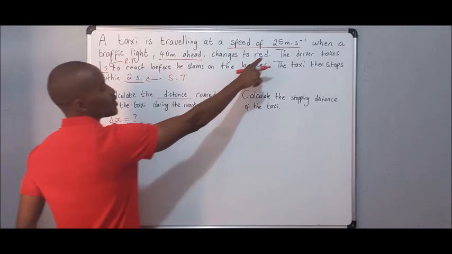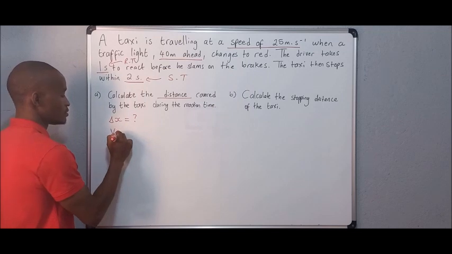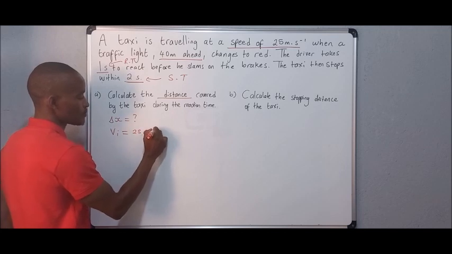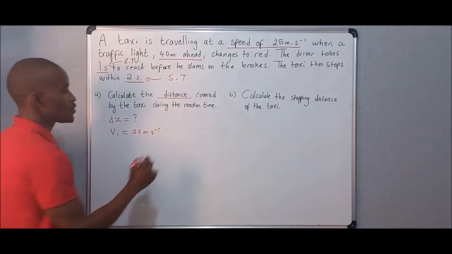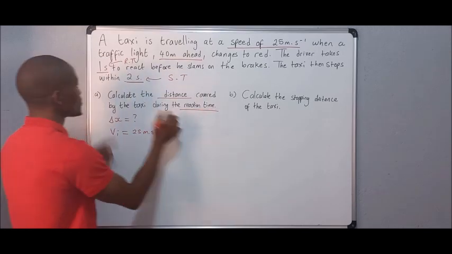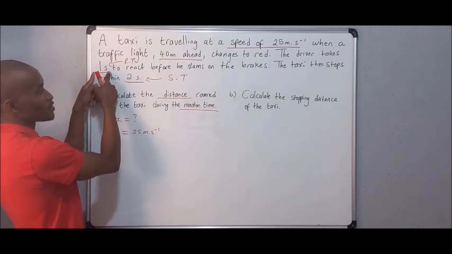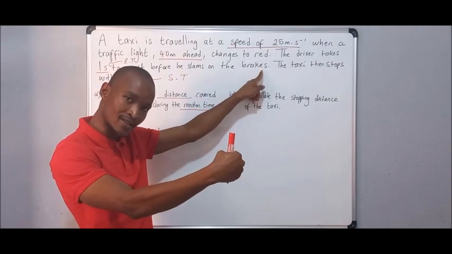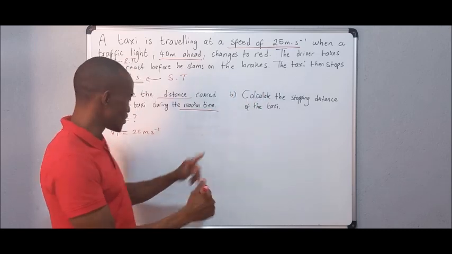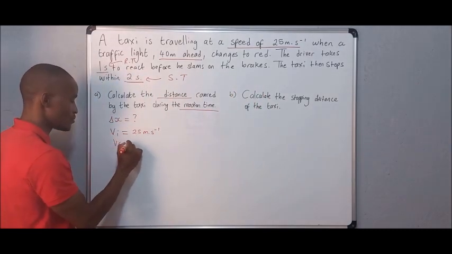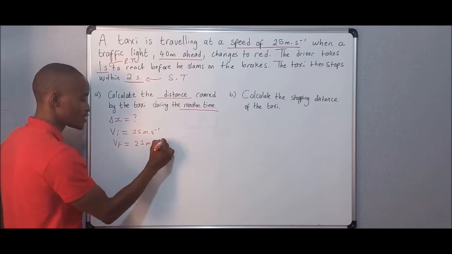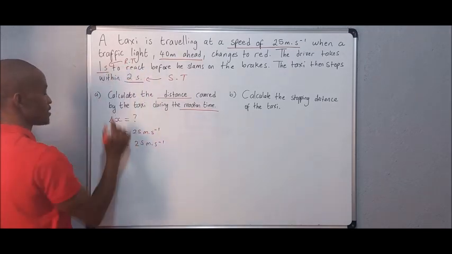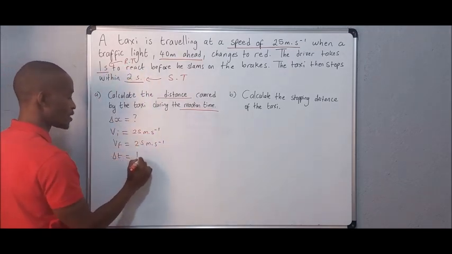What do we have? We have the initial velocity, 25 meters per second. But what are we talking about? We're talking about the reaction time. So it takes 1 second for the driver to react before slamming the brakes. So in this 1 second, the taxi is traveling at what? 25 meters per second. So even the final velocity just before he slams on the brakes will still be 25 meters per second. And the reaction time, the RT here, is given as 1 second.